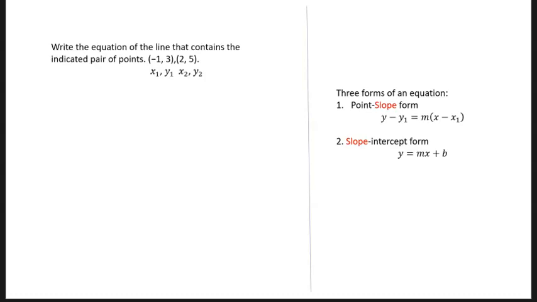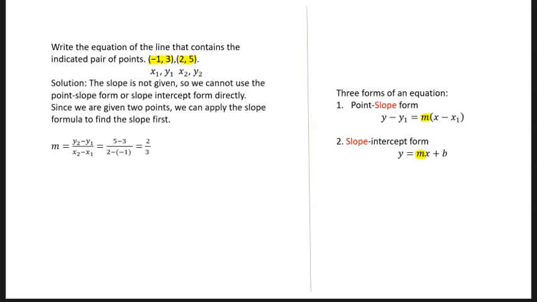In this example, notice we're only given two points. And in order to use any one of these formulas, we must know the slope. Without the slope, we cannot plug into the formula. But we already talked about the slope formula, so even though it's not given, we can apply the slope formula, rise over run, to find the slope. We plug in the numbers: y2 minus y1, so 5 minus 3, over x2 minus x1, 2 minus -1. Two negatives make a positive, so I have 2/3 as our slope.